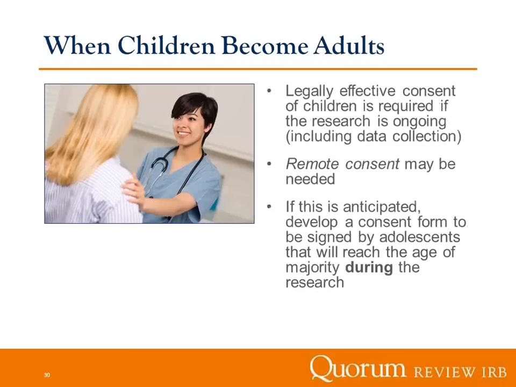One other issue that comes up somewhat frequently is the issue of children who become involved in research when they're children and then become adults during the time that the research is ongoing. And when that happens, you're required to get the legally effective consent of that now adult to continue them into the research. And so that includes data collection. If you're still accessing records and collecting information about this person, you need their consent to do that.